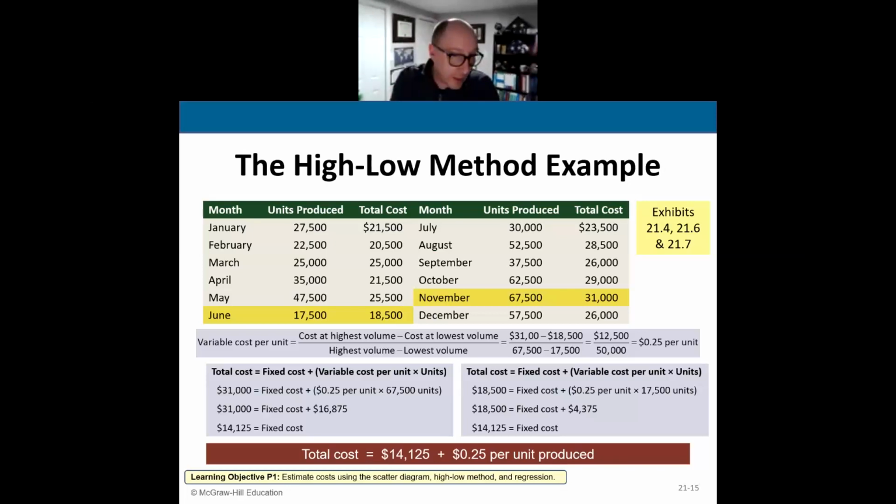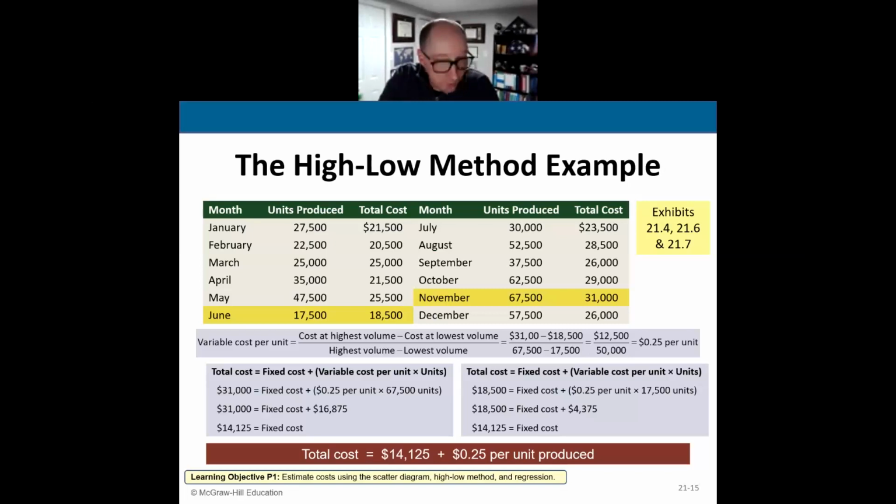I do that for both the high and the low. On the low side, 18,500 was the low total cost. To find fixed, I take my variable cost per unit times number of units produced at the low amount to get a total variable cost of 4,375. I take my 18,500 minus 4,375 to find the low fixed cost of 14,125.